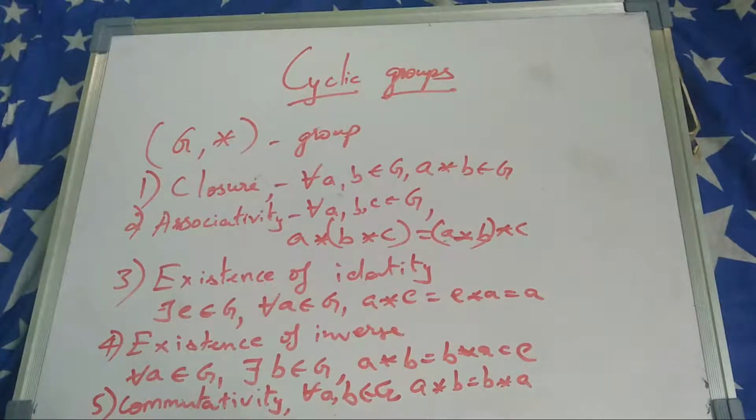So next we saw what is meant by a subgroup. A subgroup is a subset of G: if H is a subset of G, and if H satisfies all the group axioms again, then we call it a subgroup. Okay.